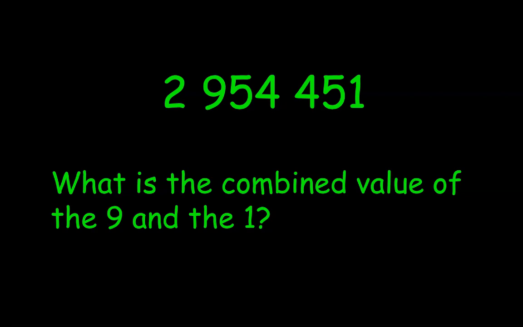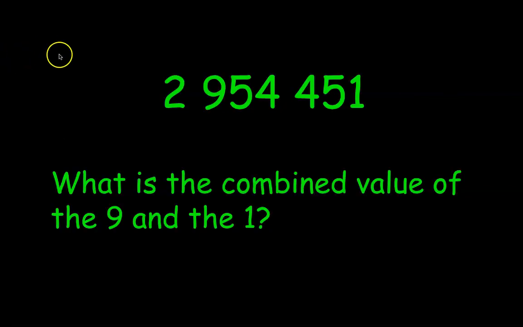2,954,451. What is the combined value of the 9 and the 1? Think about it, get your answer. Answer is 900,001. We take the 9 out, which is 900,000, take the 1 out, which is 1, and the rest is all just zeros.